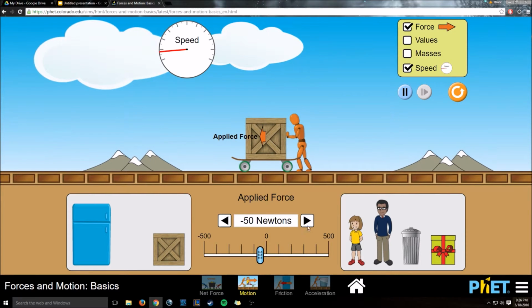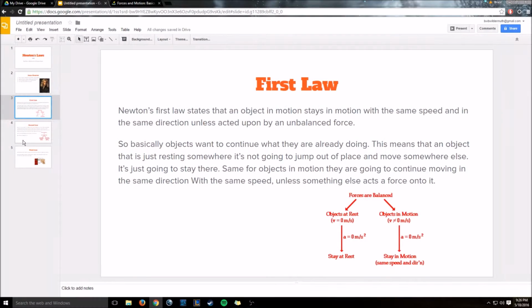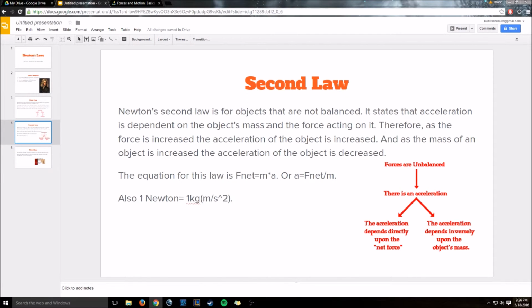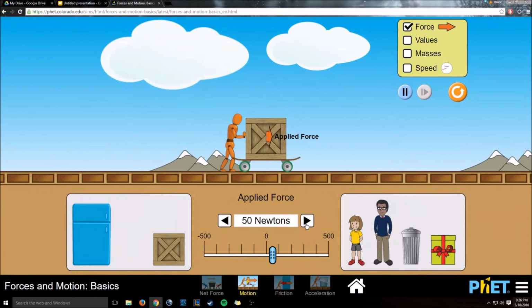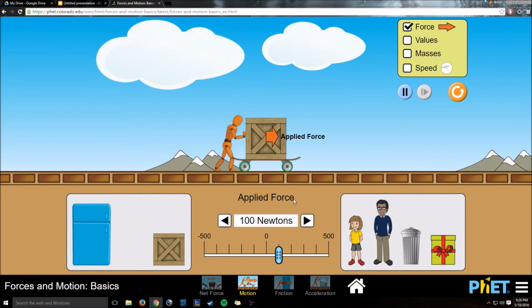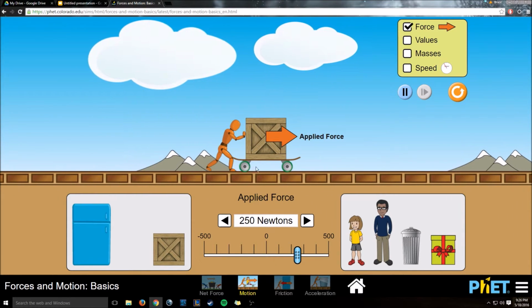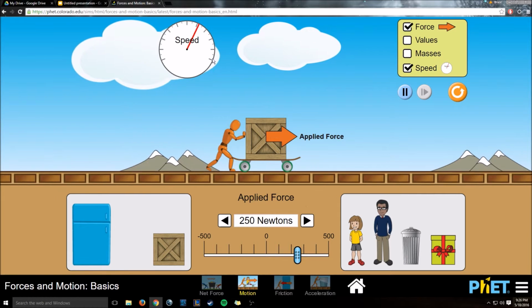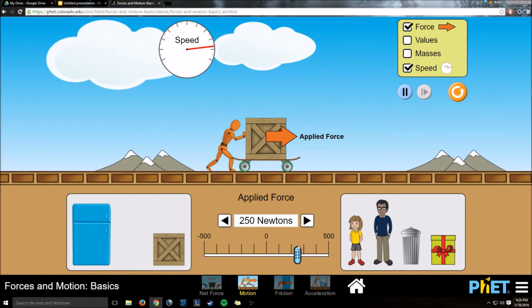And now we're just going to reset that, and we're going to look at Newton's second law. Newton's second law is for objects that are not balanced. It states that acceleration is dependent on the object's mass and the force acting on it. Therefore, as the force is increased, acceleration of the object is increased, which we can see here because it's not moving too quickly, not enough force. We increase it, it's going to start picking up speed. We increase it even more, it's going to keep going faster and faster, increasing its acceleration.